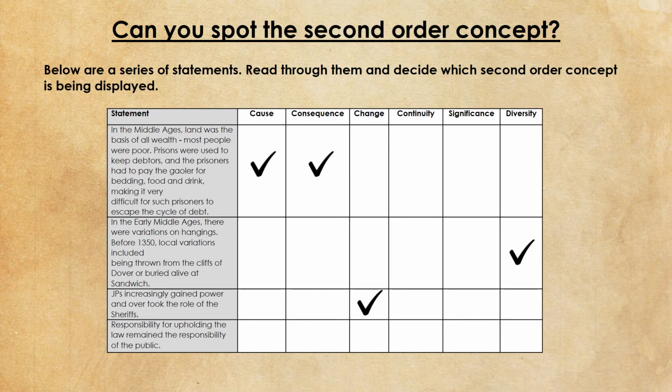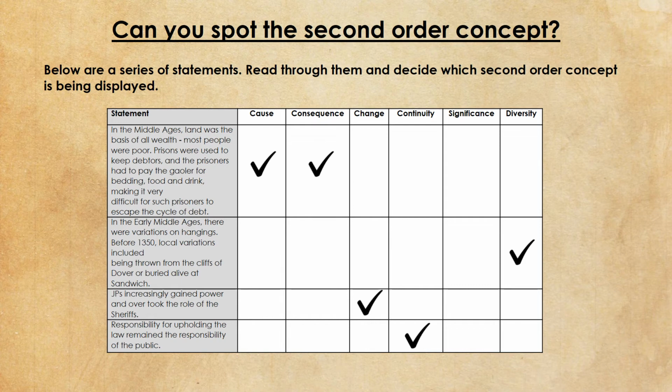Responsibility for upholding the law remained the responsibility of the public. Because it is talking about things staying the same between the Middle Ages and the early modern period, this is an example of continuity. Throughout the early periods that we look at, the responsibility for upholding the law stays the responsibility of the public. And it's not until the end of the industrial period that we start to get a professional police force that take that responsibility away from the public. So this statement is demonstrating continuity.